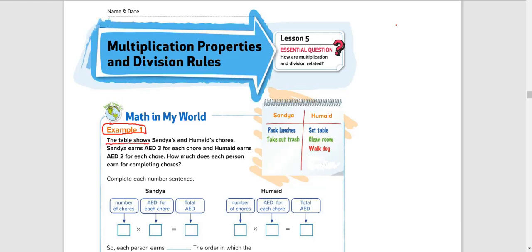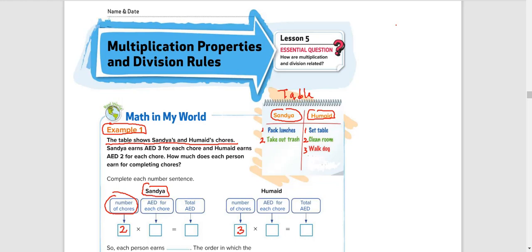The table shows Sandhya's and Umaid's chores. So this is the table. Let's see the chores on the table. For Sandhya, we have 1, pack lunches, and 2, take out trash. So Sandhya has 2 chores. And for Umaid, let's count the number of chores. We have 1, set the table, 2, clean room, 3, walk dog. So Umaid has 3 chores.